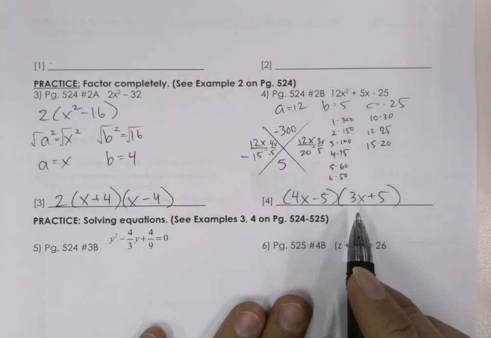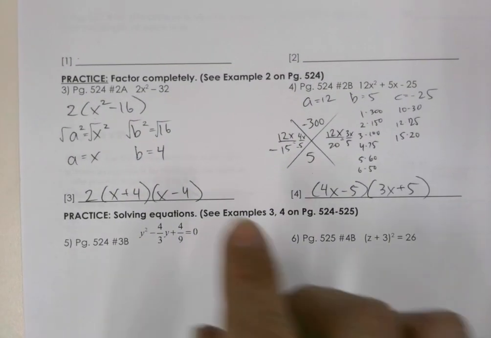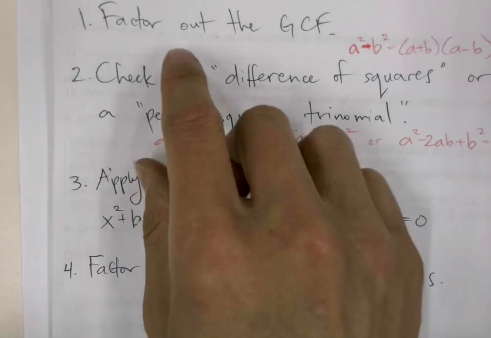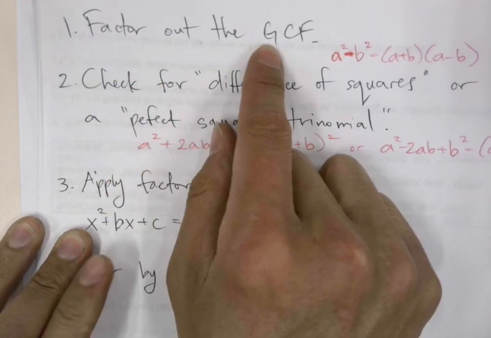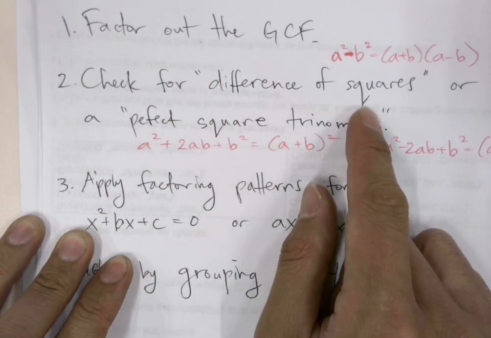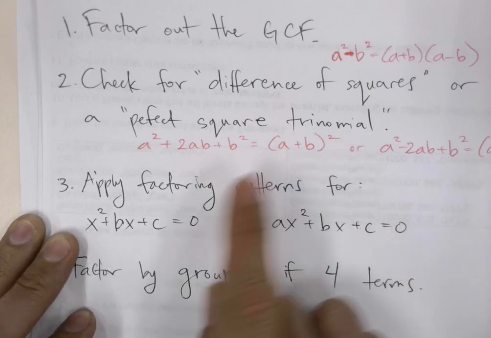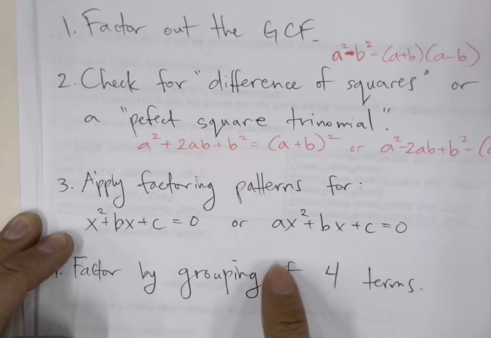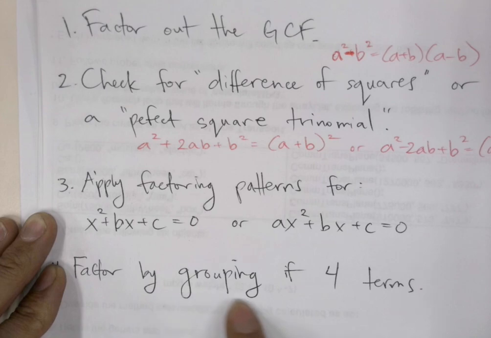Like so. All right. So anyhow, how do we solve these? You need to go through the steps one at a time. Factor out the greatest common factors. Check for difference of squares. Check for perfect square polynomial. Apply these two techniques, and if that doesn't work and there are 4 terms, we factor by grouping.